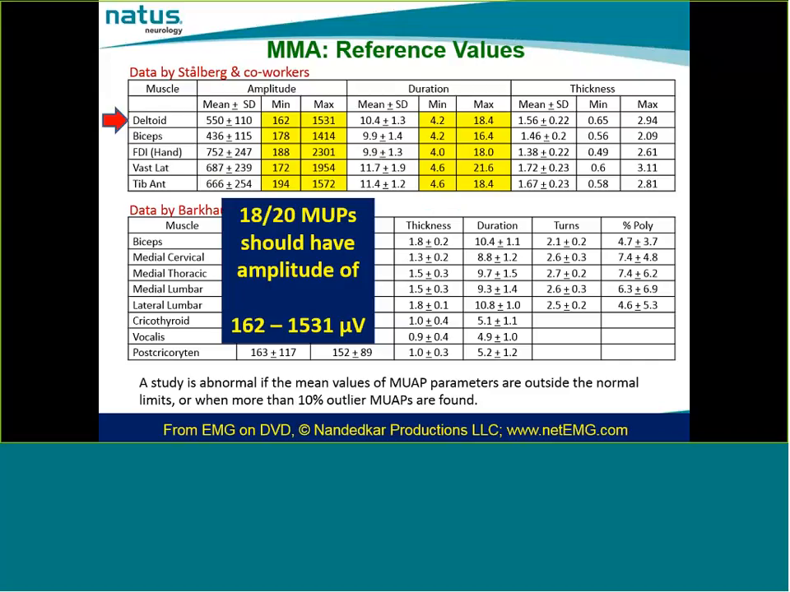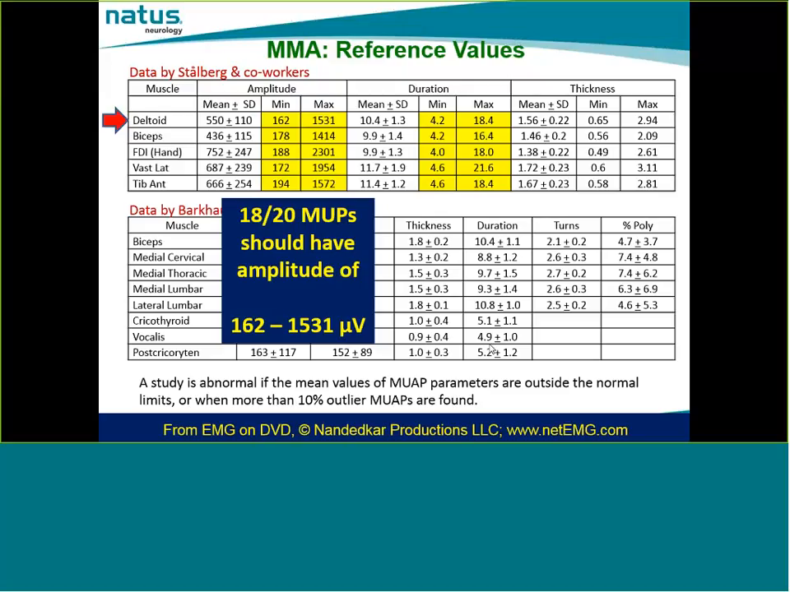The other approach is based upon outliers, and those limits are indicated in the yellow over here. What it says is that if you record 20 motor unit potentials, 18 out of 20 should have amplitude between 162 and 1531 for the deltoid. So you're allowed to have 2 potentials outside these limits. But if you have 3 potentials outside that limit, then that study becomes abnormal. Sometimes you will get 3 abnormal potentials within the first 7 or 8 MUAPs that you study, at which point you can stop the investigation.